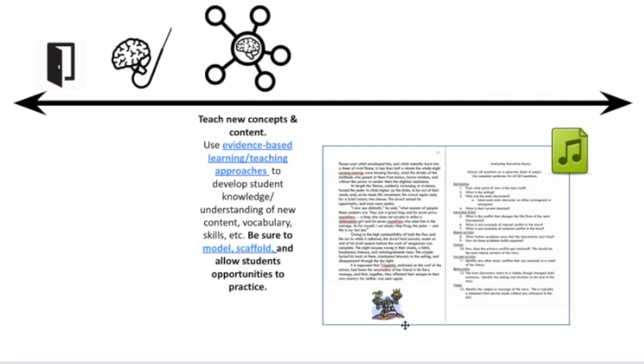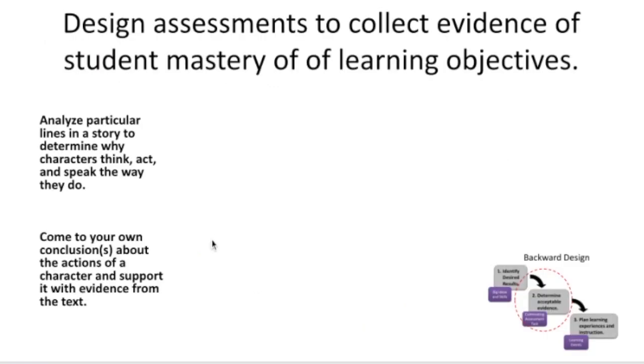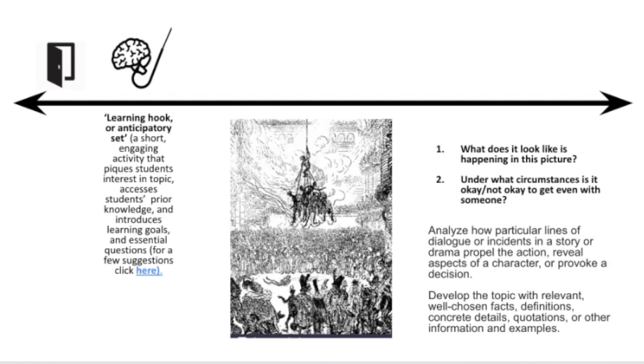Okay, and this is what they'd submit as evidence to what degree can they meet that first learning objective. Remember what that first learning objective was? Analyzing particular lines in a story to determine, et cetera, et cetera. All right, so let's take a look at what might come next.